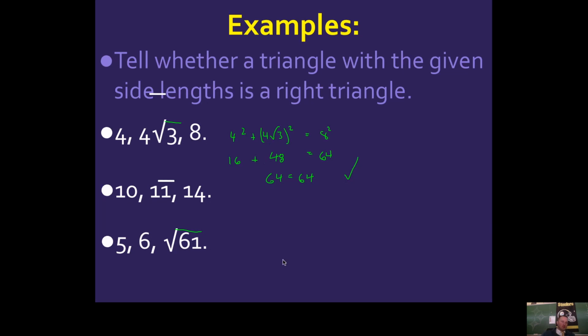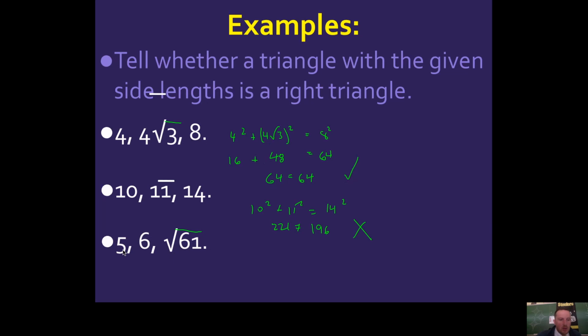What about 10, 11, 14? This one's simple because I don't have to decide which one's the biggest number. I know 14 is the biggest. 10 squared plus 11 squared gives me 221. 14 squared is 196. These are not equal. It is not a right triangle. Now, that does mean that it is some type of triangle. If it's not a right triangle, what kind of triangle could it be?